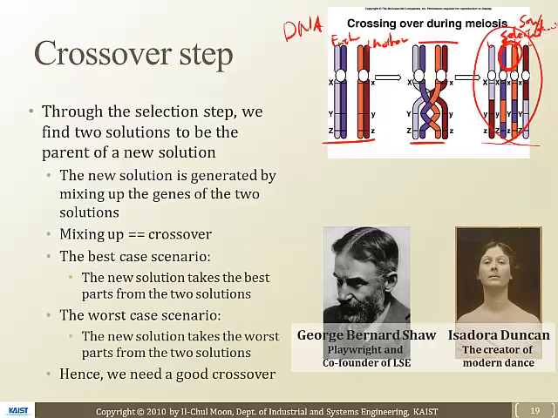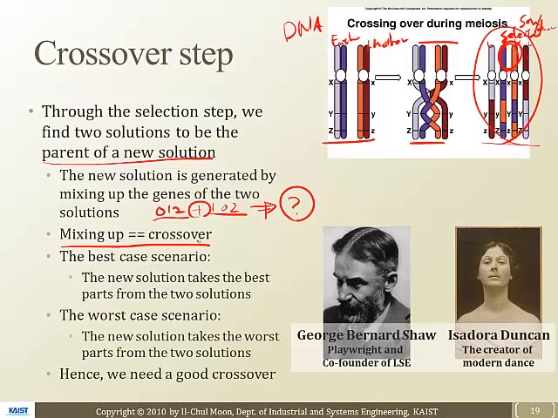So selection step, we find two solutions to be the parent of a new solution. So the new solution is going to be generated by mixing of some genes of two solutions. Means that if we select 0, 1, 2 and 1, 0, 2, we are going to mix somehow, and we are going to create one new solution from this mix. So this mix-up is going to be called crossover.